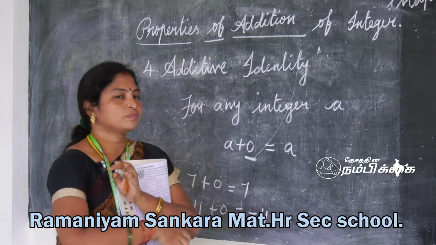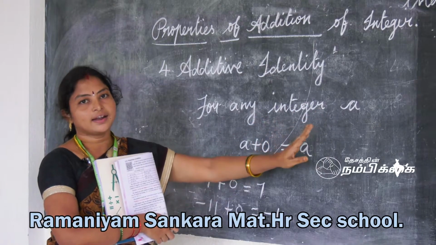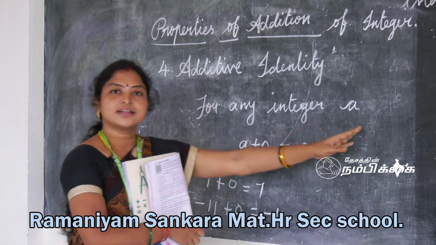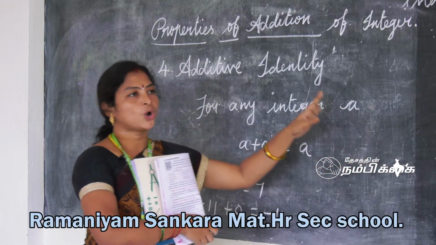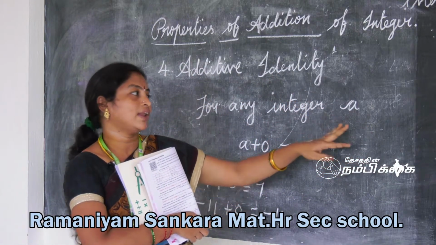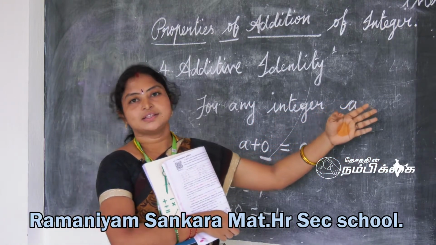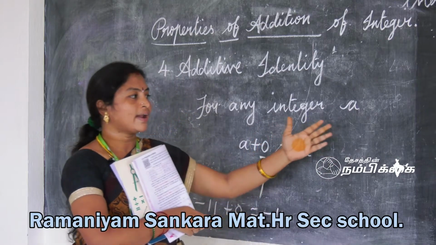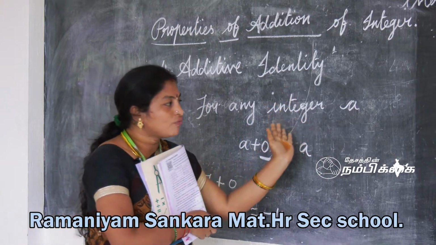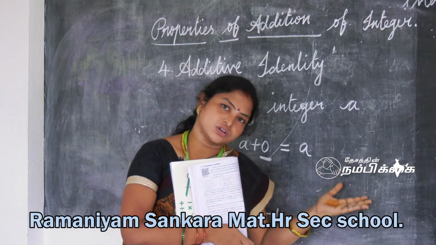Okay, so closure property: for any integers a and b, when we add the two integers, the answer is also an integer. That is called closure property. Commutative property means we have to take any two integers. I have taken two integers as a and b. When we add the two integers, if we change the order of the two integers, the value does not change.